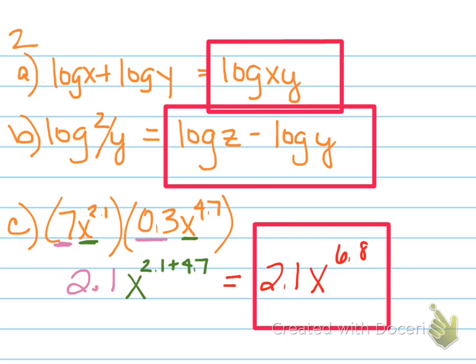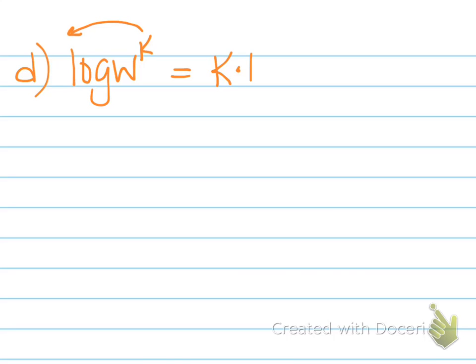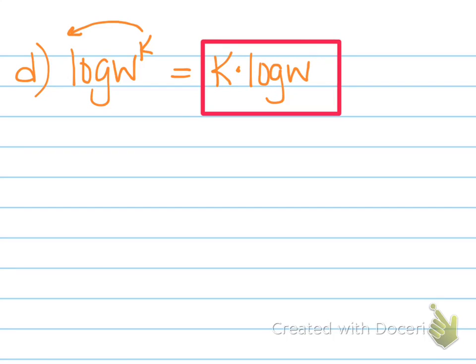Moving right along on to D, rewriting in another expression, log w to the k power. This is our power property, which is rewritten with the exponent in front of the log, so k times log w would be how that one would be rewritten.